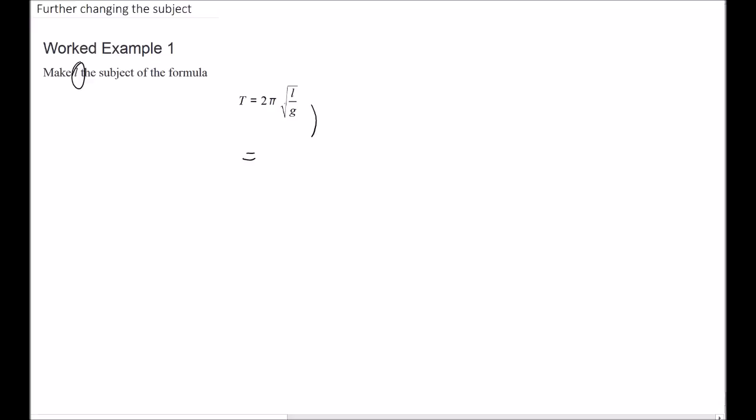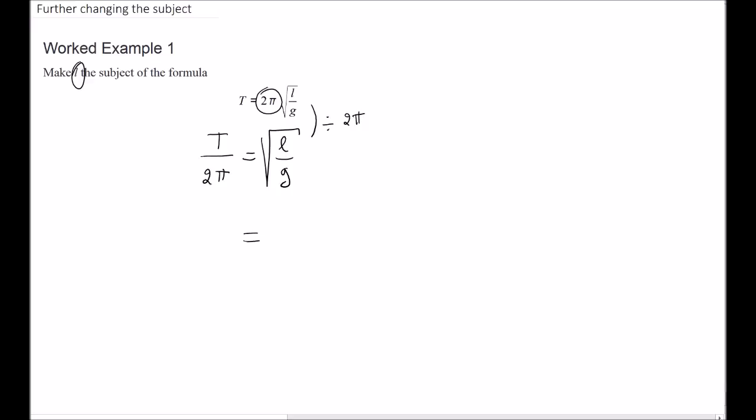So I'm going to get rid of 2 times pi. How do I get rid of a times? Well, I am going to divide by 2 pi. And that leaves the square root of L over G. And I'm going to divide, obviously, on this side as well to keep my equation balanced. So T over 2 pi is equal to the square root of L over G.